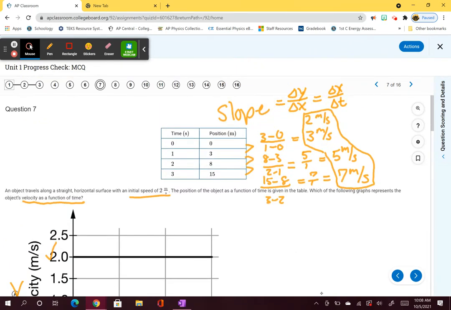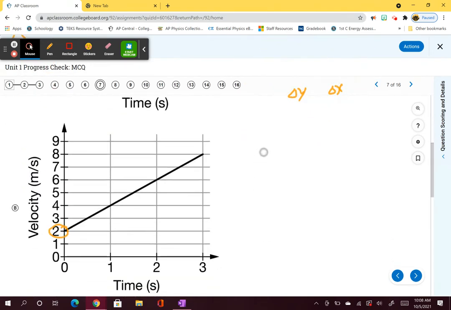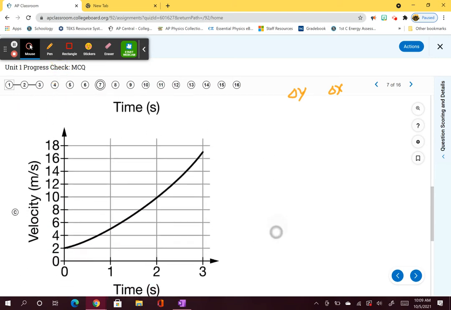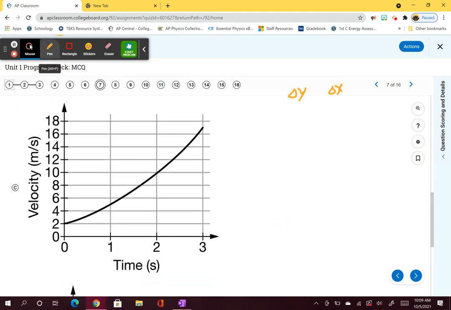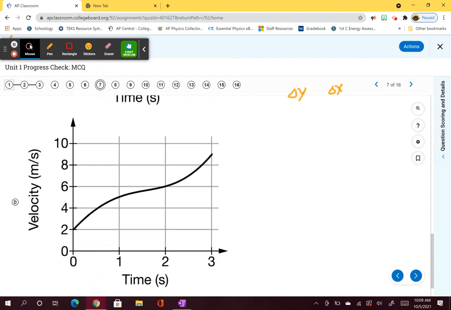So 3, 5, 7. Its graph is showing pretty close. So that's a possibility. Do velocity time graphs ever curve? Nope, we can cross that one off right away. Velocity time graphs never curve. They definitely don't make an S shape.